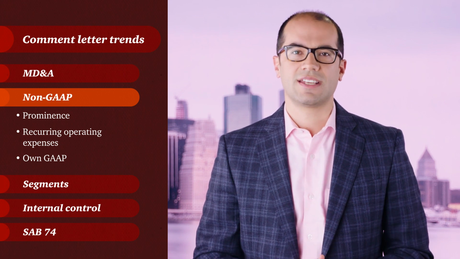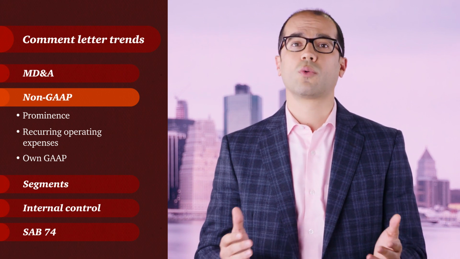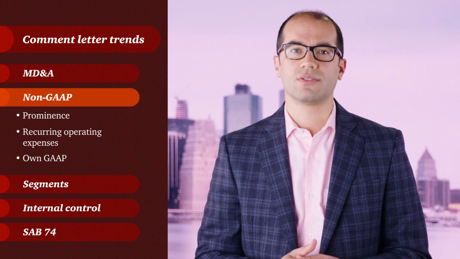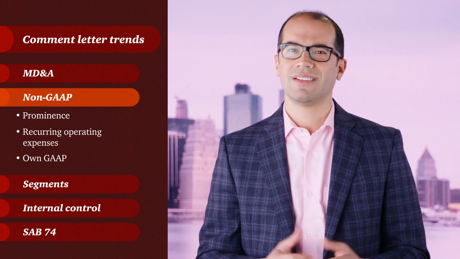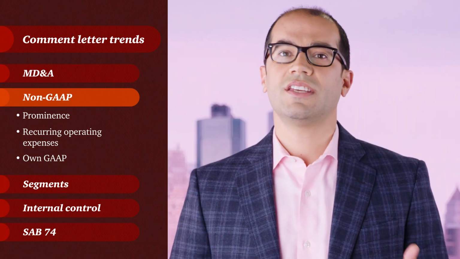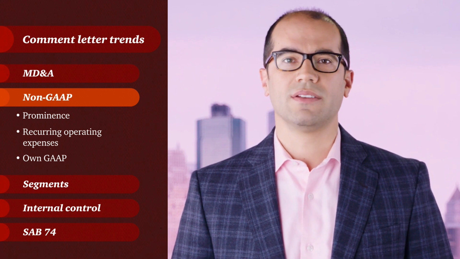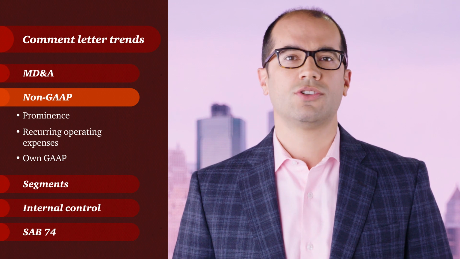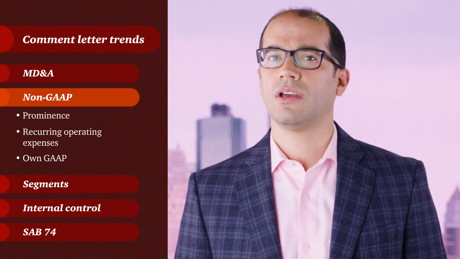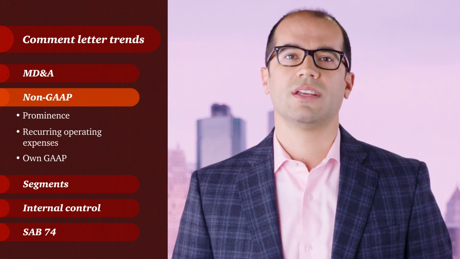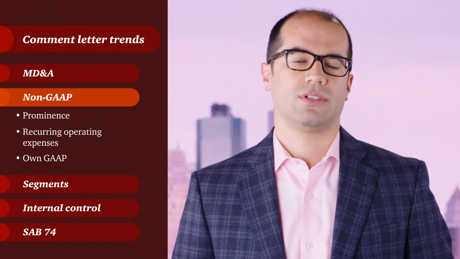The rule states that GAAP measures should have equal or greater prominence to non-GAAP measures. In practice, however, this has not always been the case. The C&DIs provide a variety of examples of items that might be more prominent, such as placement on the page, larger font or bolding, but the key takeaway here is that GAAP measures come first.